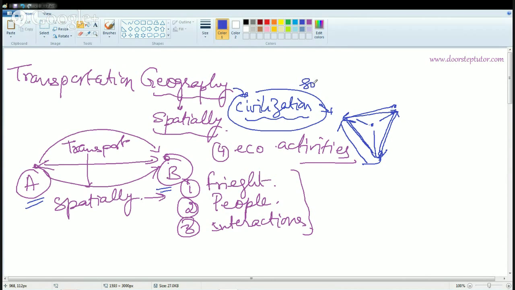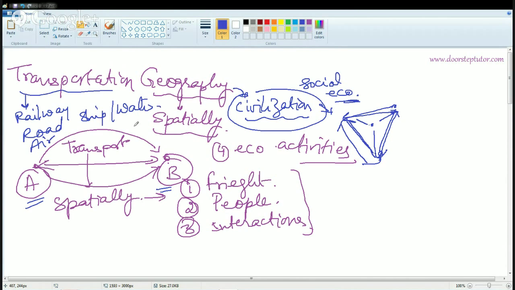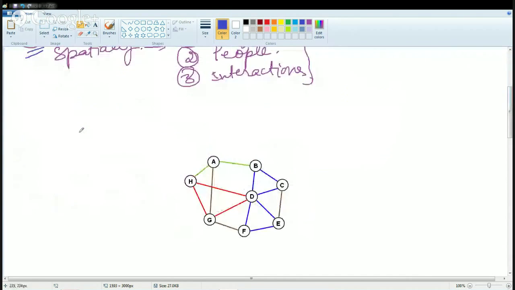Then you have social and economic reasons because of which transportation has been taking place. Under transport geography, broadly we include the various forms of transportation, that is railways, roadways, air transportation, and transportation by ship or water transportation. Now, to understand the concept of transportation geography, there is one concept that we must try to understand, and that is the concept of graph theory.